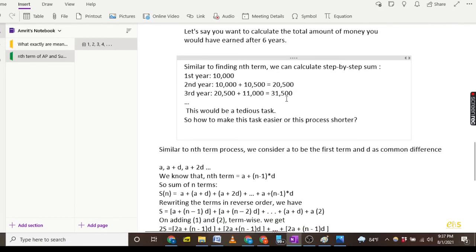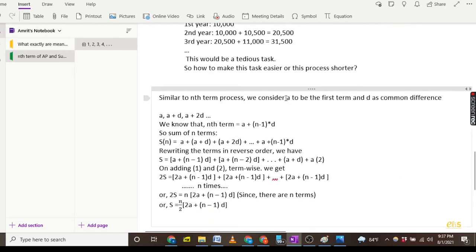Like the first year is 10,000, the second year you earn 10,500, which totals to 20,500. In the third year, similarly, we get 31,500. So if we do it in this process, it would be a very tedious task, especially considering the sum of a very large number of numbers.